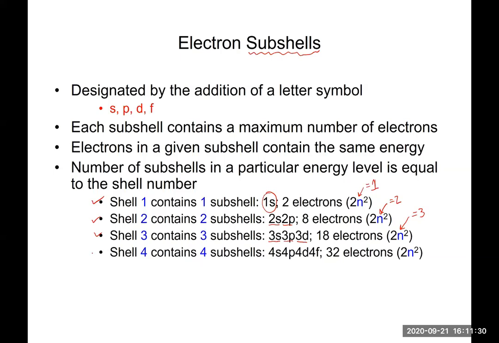Shell 4 contains 4 subshells, and you probably should be able to count them out by yourself now, but I'll still give them an underline, each one of them. There's 4s, 4p, 4d, and 4f. And we're plugging in 4 for this n value. 4 squared is 16, and 2 times 16 is 32. So there's a total of 32 electrons in shell 4, or the subshell that's associated with shell 4.